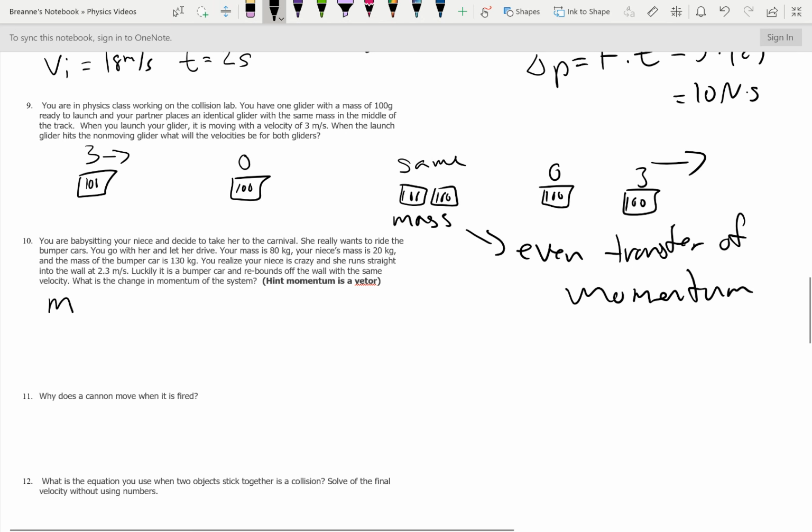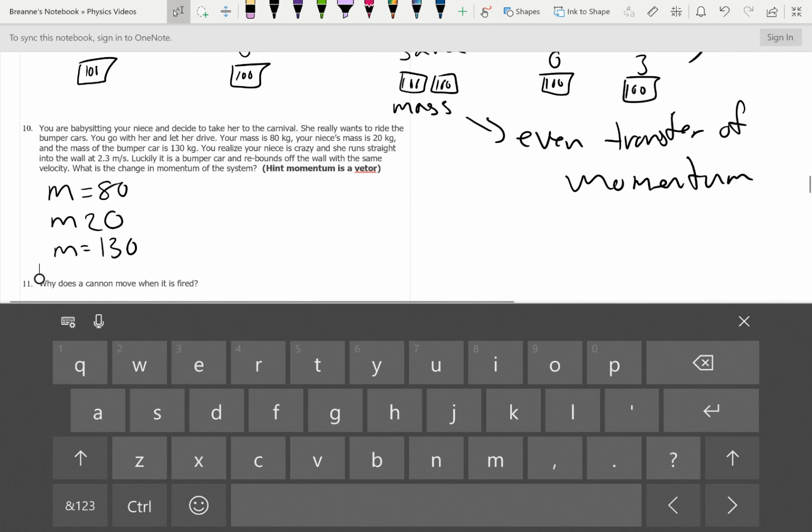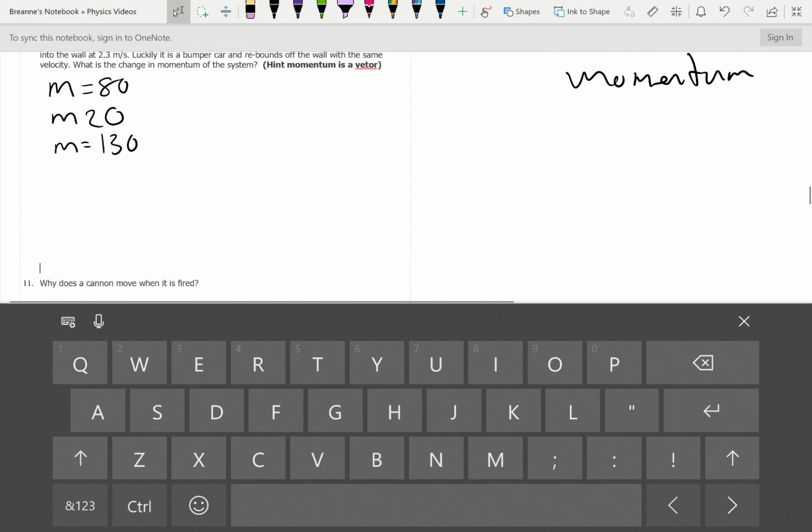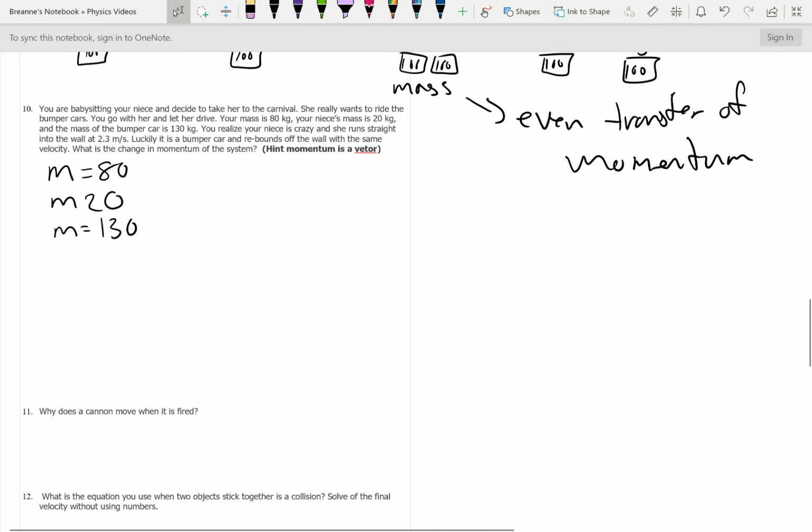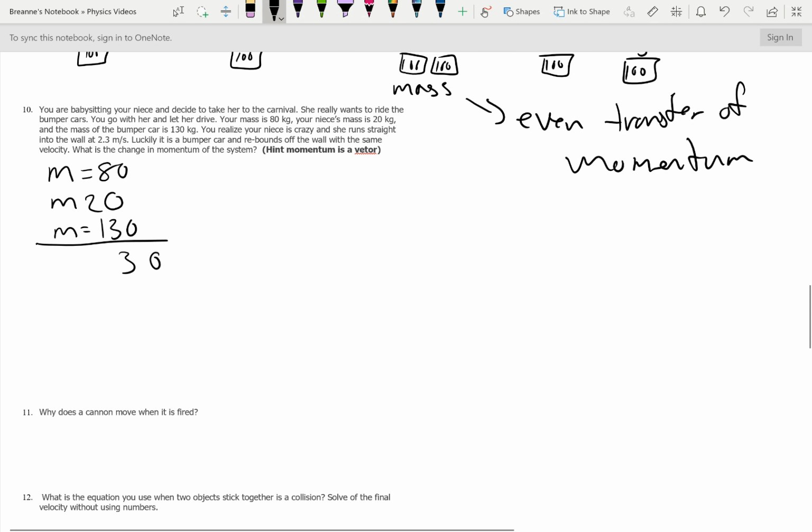So let's think about here. We have the mass of you, which is 80. You have the mass of your niece, which is 20. And you have the mass of the car, which is 130. Y'all are all in the vehicle, so you have to add up all of your masses. 80 plus 20 plus 130. So your total mass of you, your niece, and the vehicle is 230 kilograms. So that is the mass we're going to end up using.